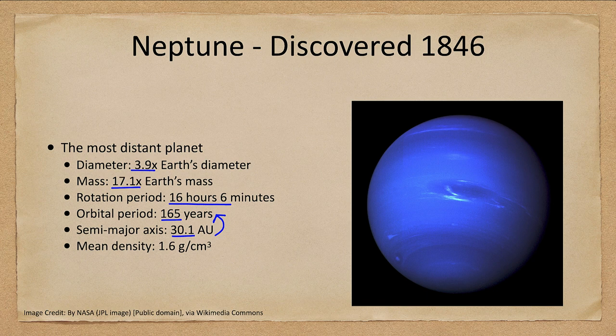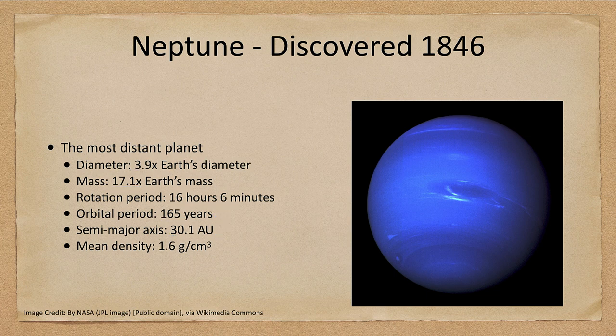So since it was discovered, it is just starting its second orbit. It has gotten back to where it started in its orbit, and it is just starting to work through the first few years of its second orbit around the sun since it has been discovered. And its density, again, is comparable to Uranus and Jupiter's.